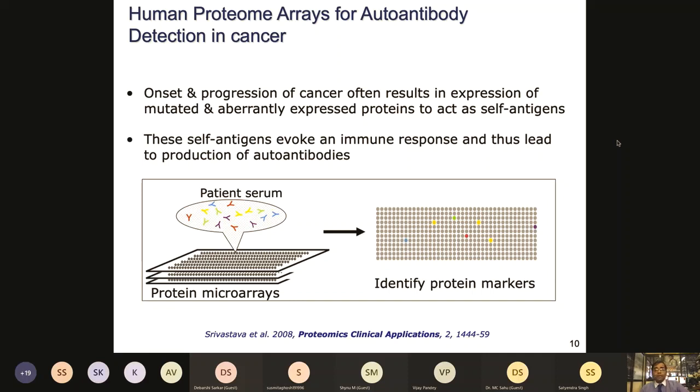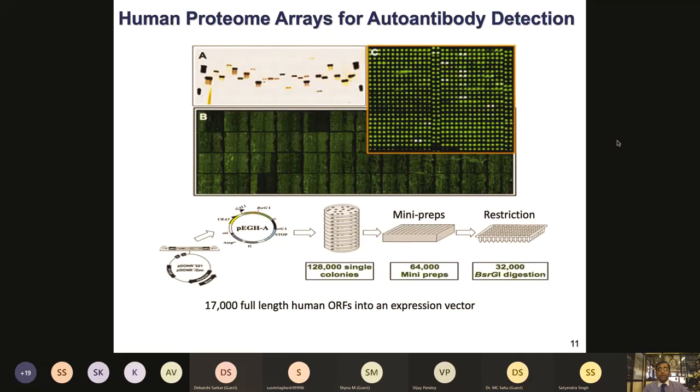And that's where protein microarrays have come forward as one of the strong platforms for identification or early detection of biomarkers. In this case, we used HuProt arrays, or human proteome arrays, where we collaborated with Heng Zhu from Johns Hopkins.